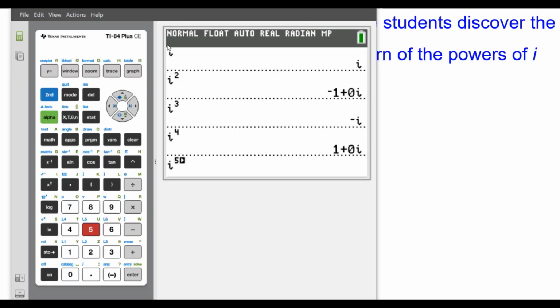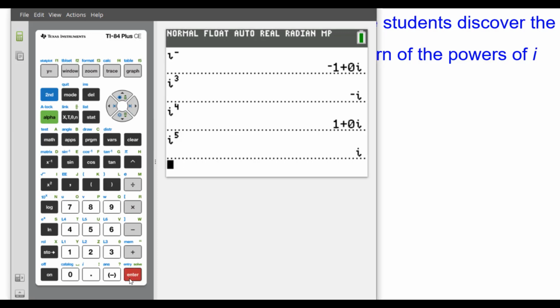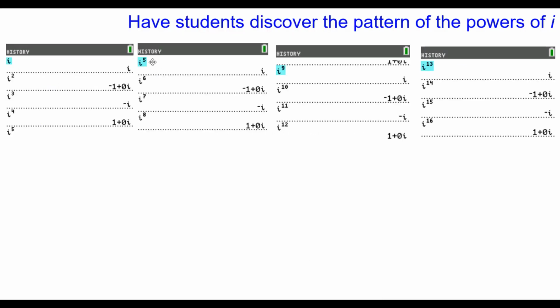And one of my favorite calculator discovery exercises is having students discover the pattern for the powers of i. Here I've had the calculator calculate the powers of i from i to the first to i to the fifth, and then from i to the fifth to i to the eighth, i to the ninth to i to the 12th, and so on. But I would prefer that my students wrote it in simplified form so that they can see the powers of i pattern.